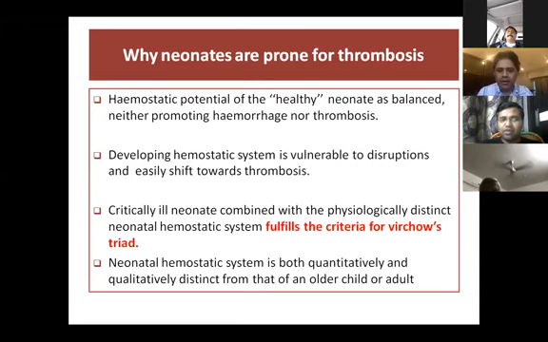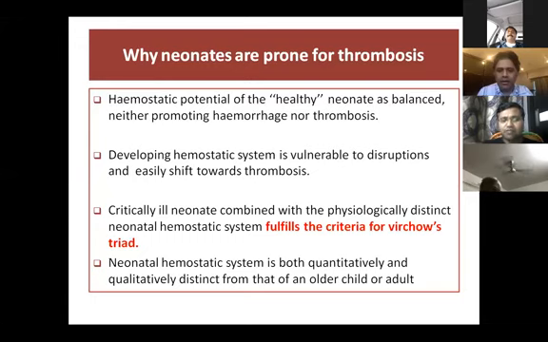The hemostatic potential of the healthy neonate, either term or preterm, if not having any critical issue, is neither promoting hemorrhage nor thrombosis. But the developing hemostatic system is definitely vulnerable to disruption, just as the developing brain is very vulnerable to asphyxia. So a critically ill neonate with the physiologically distinct neonatal hemostatic system fulfills the criteria for Virchow's triad.